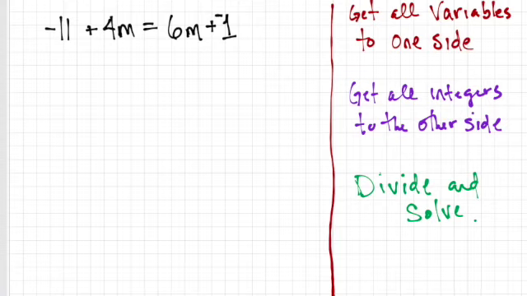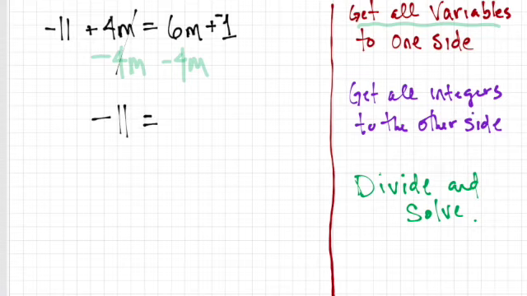So next thing we're going to do, we're going to look at this first step, which is to get all the variables to one side. It's easier for me to move the smaller of the two, so I'm going to move this 4m over here. So the way that I do that is I'm going to subtract 4m from each side. So 4m minus 4m cancels out, leaves us with negative 11 on the left-hand side. And 6m minus 4m is 2m plus negative 1.